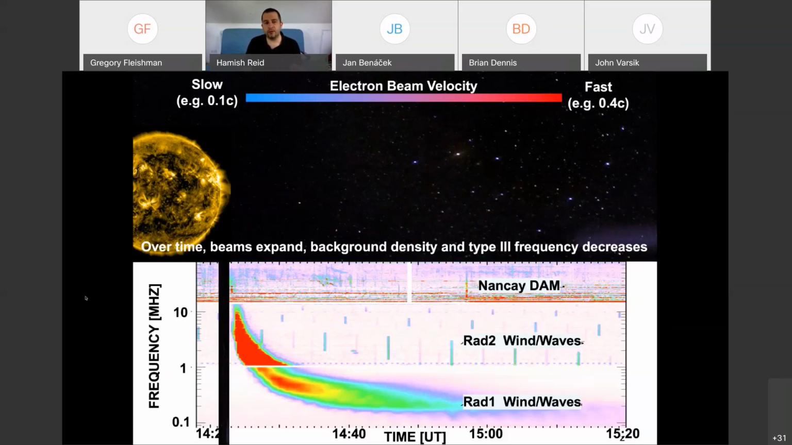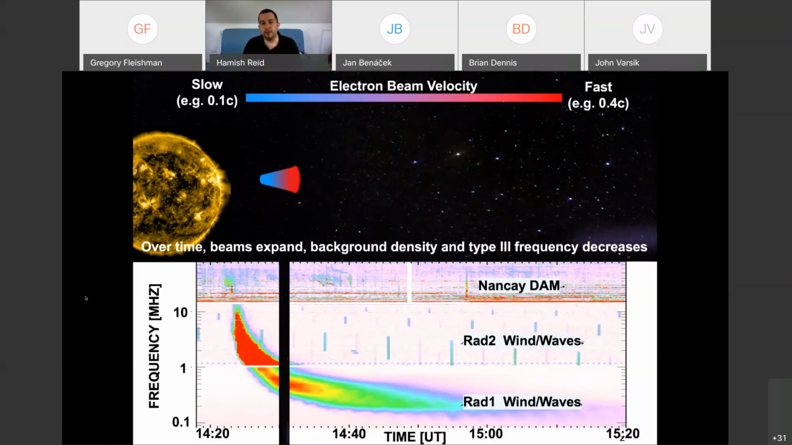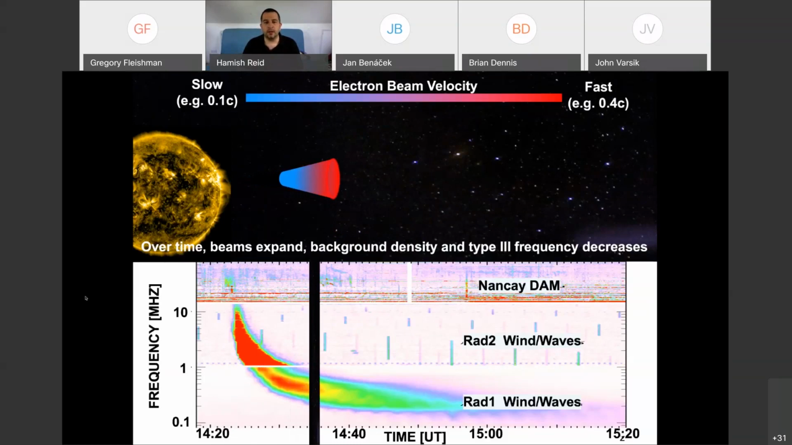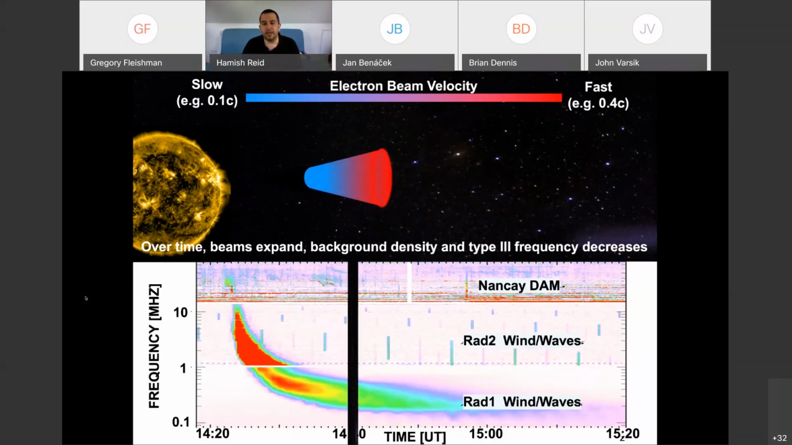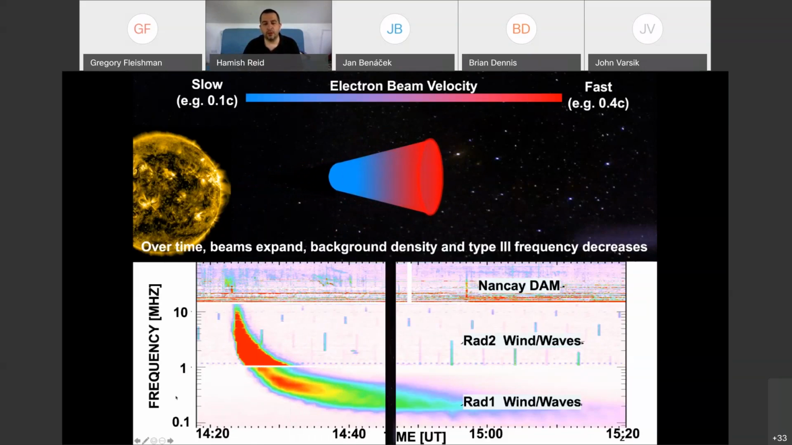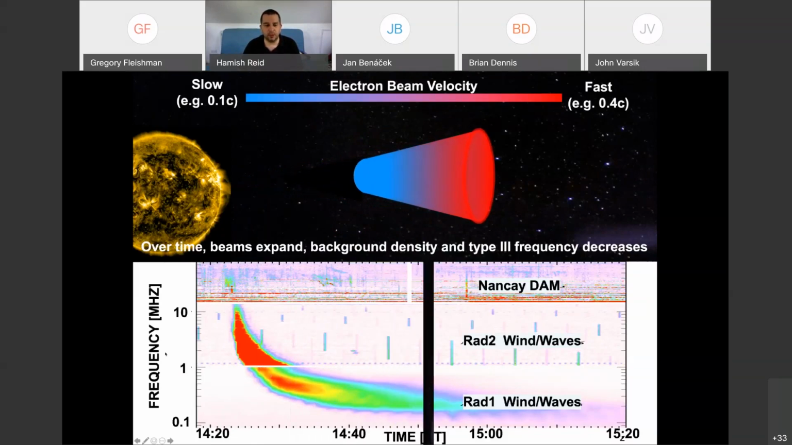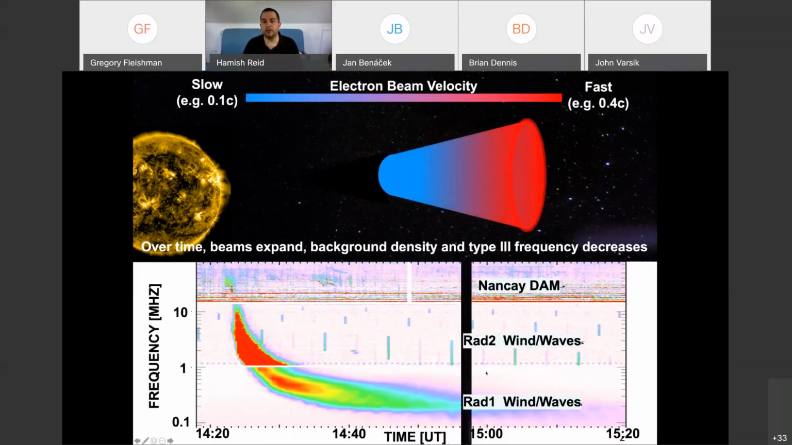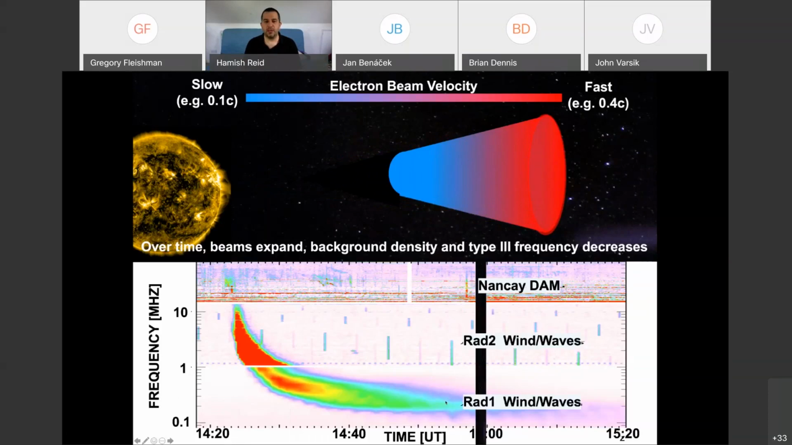So at the start, the electron beam is close to the sun in the corona where the density is high. And as a function of time, this electron beam expands and travels out into the solar corona and into the solar wind and goes into plasma of decreasing background density. And so consequently, the frequency that the radio emission is being emitted at, which you can see in this Type 3 burst in the bottom panel, decreases as a function of time. So we're able to use the changing frequency to understand where the electron beam is as a function of altitude from the sun. And so this is really important for a lot of the theory that we use to understand the electron beam transport using radio bursts.